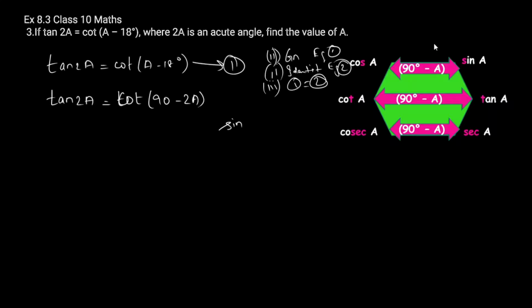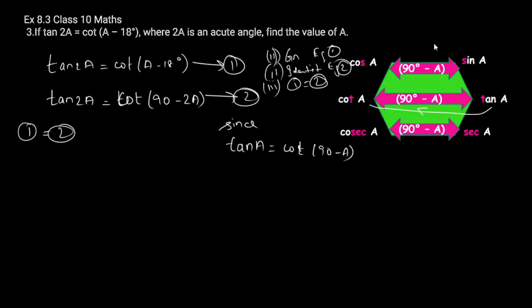Since tan a is nothing but cot of 90 minus a, right? Tan and cot are friends. Tan 2a can be written as cot of 90 minus 2a from the identity, right? Mark it as equation number 2. Now equate both the equations. Cot of a minus 18 equal to cot of 90 minus 2a.